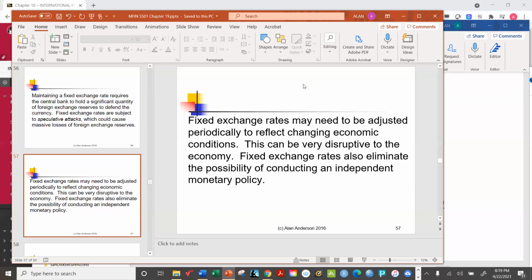Also, they may need to be adjusted periodically to reflect current economic conditions, and that can be very disruptive to the economy. And of course, finally, as we've seen with the AA and DD curves, they eliminate the possibility of conducting an independent monetary policy.